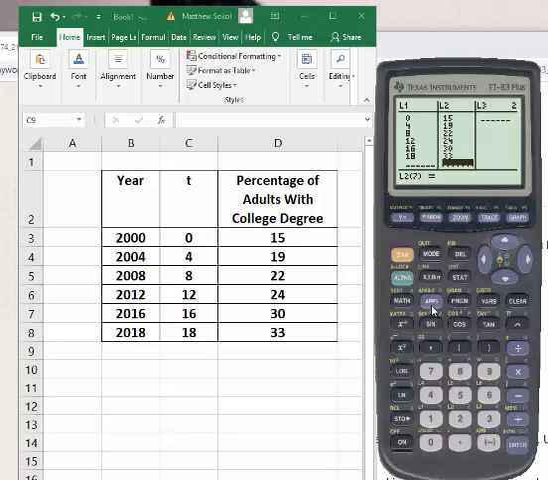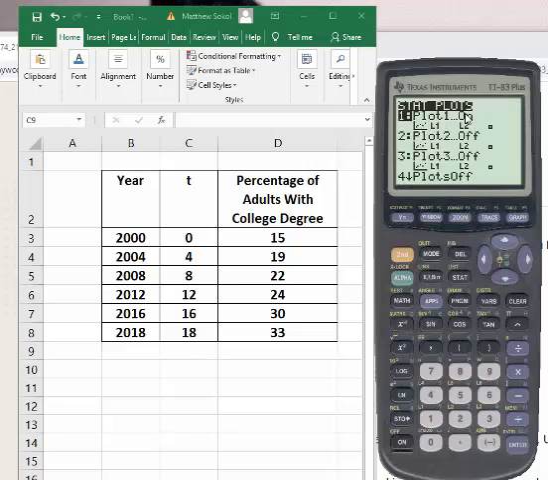Okay, so the question asks now, create the scatter plot. So I'm going to go into the y equals. If you have anything in here, clear it out. Now, when you have your data here and you want to see the scatter plot in your graphing calculator, you're going to make sure first off that in the stat plot, second function stat plot, that plot 1 is on. I showed you how to turn that on in the last video.